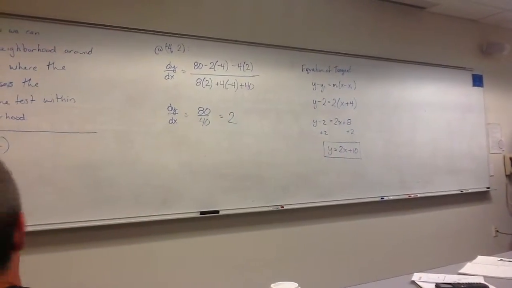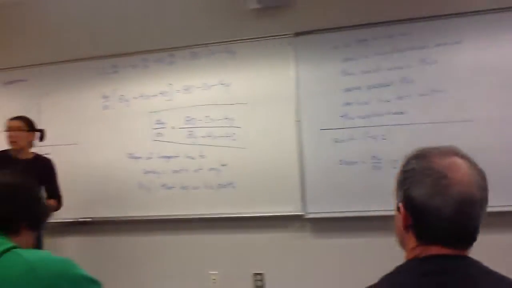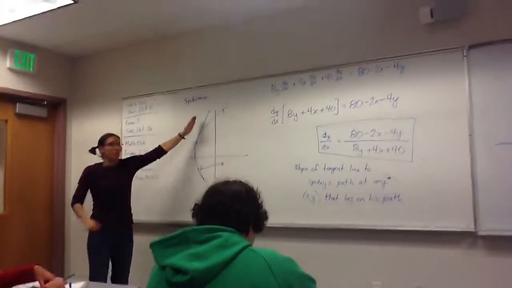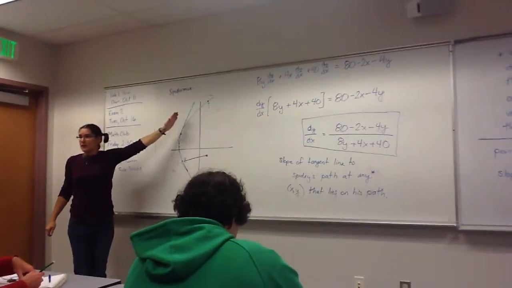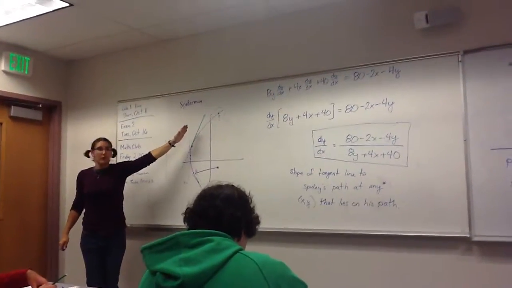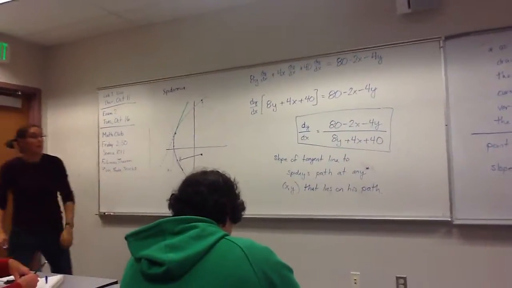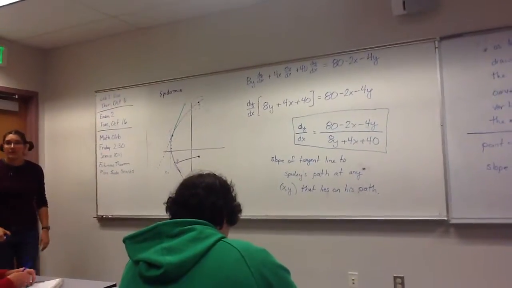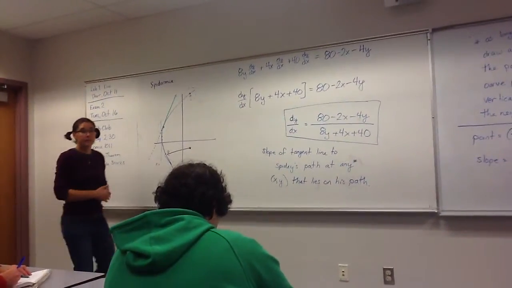And we can now go back to our boss, Walt, and tell Walt that the equation of this tangent line, the path that Spider-Man should follow once his web is cut, is y equals 2x plus 10. And now they can go on with their animation.